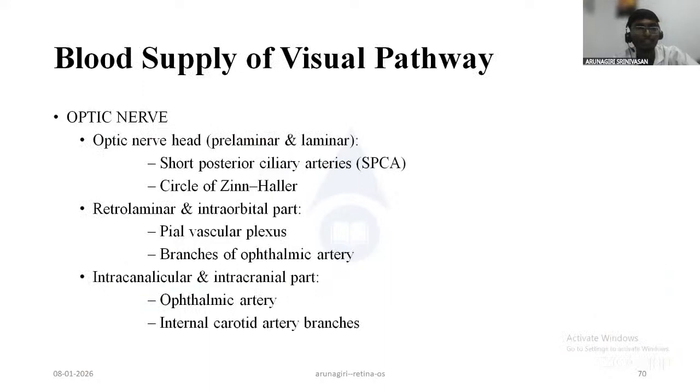Blood supply of the visual pathway. For the optic nerve, prelaminar and laminar parts are supplied by the short posterior ciliary arteries through the circle of Zinn-Haller. The retrolaminar and intraorbital part is supplied by the pial vascular plexus and branches of the ophthalmic artery. The intracanalicular and intracranial part is supplied by the ophthalmic artery and internal carotid artery branches.